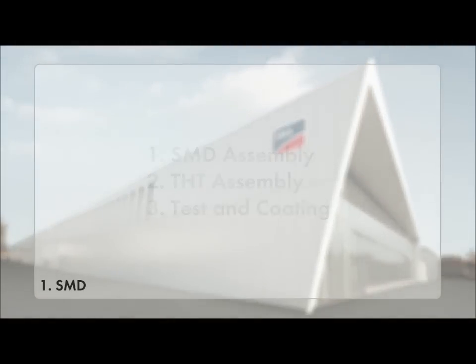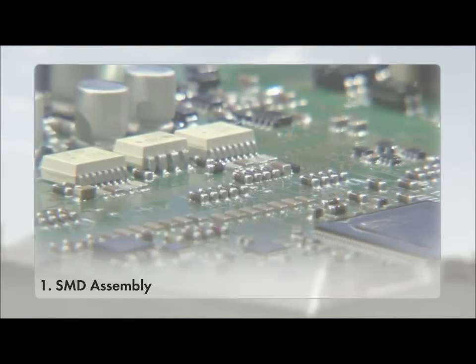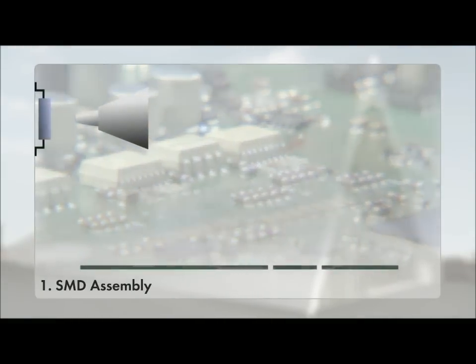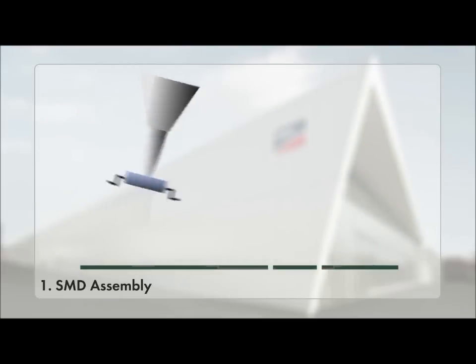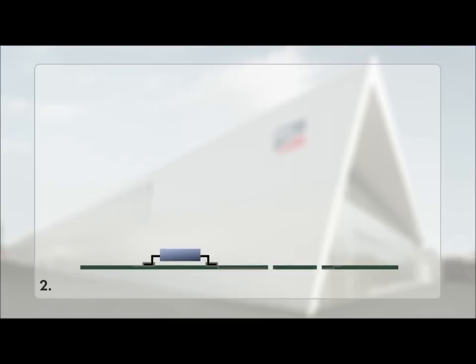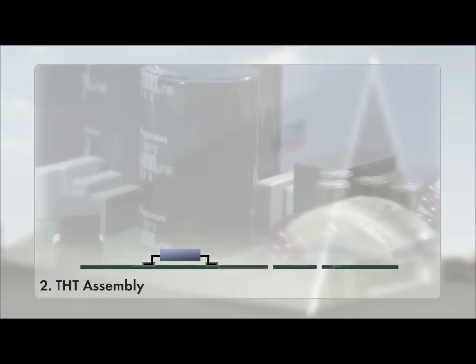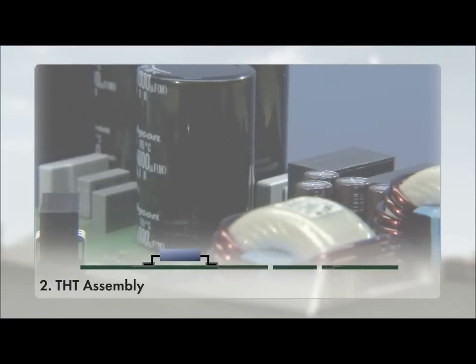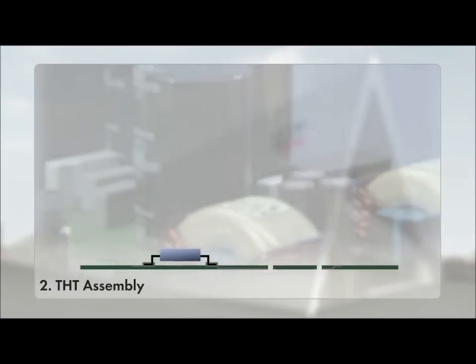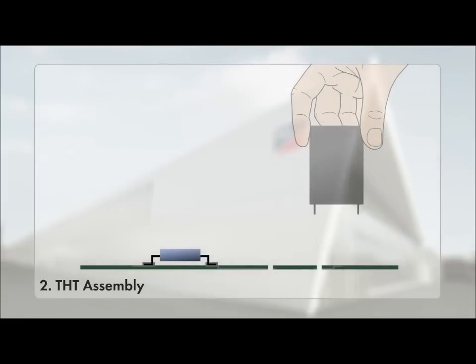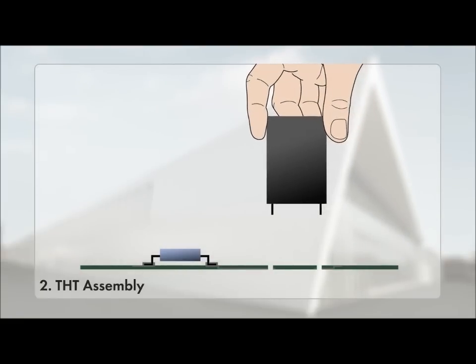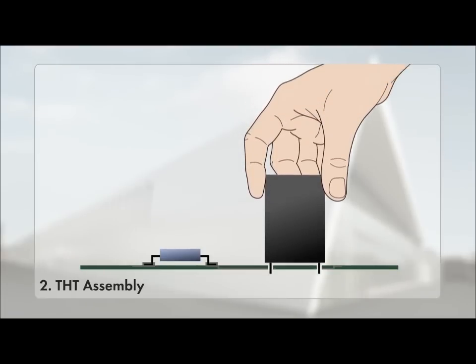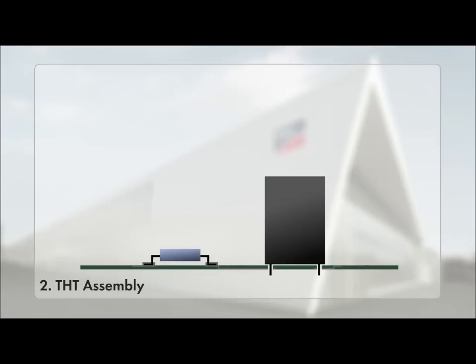First, SMD assembly. Sensitive components, some very small, such as resistors or diodes, are placed automatically onto the surface of the board. This is called the SMD assembly, for surface-mounted device. Second, THT assembly. Larger components, such as capacitors or coils, are assembled by hand, using through-hole technology. The components are positioned with their leads through corresponding holes. Then they are soldered onto the circuit board.